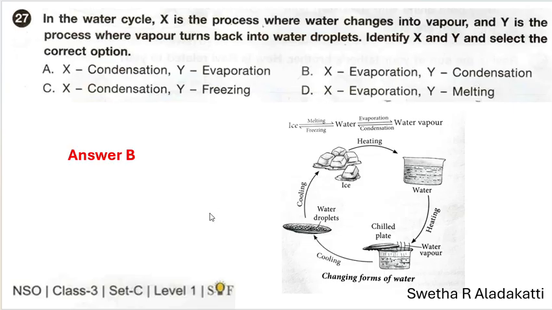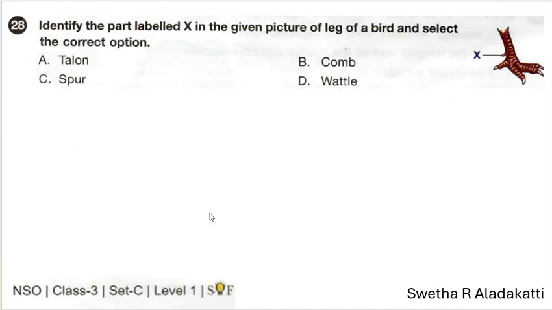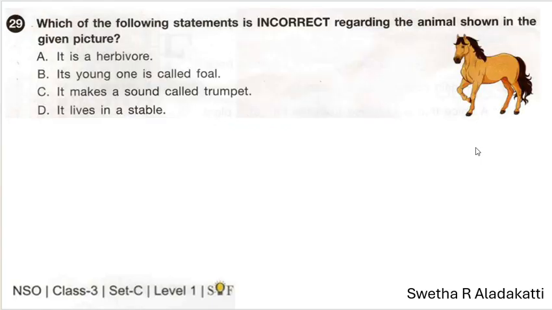Option B. 28. Identify the part labeled as X in the given picture of a bird and select the correct option. So X here is a small toe. Let's see the answer. This small toe is called a spur, which is formed on the legs of birds like the hen, which are on the ground most of the time to dig the mud on the ground.